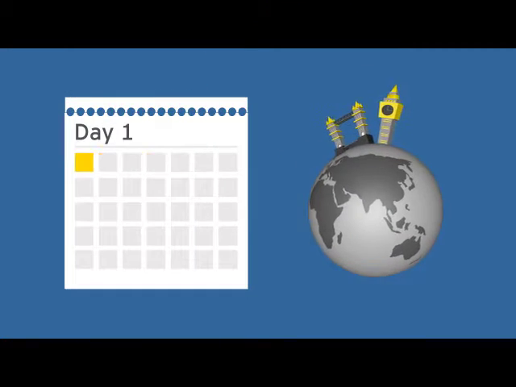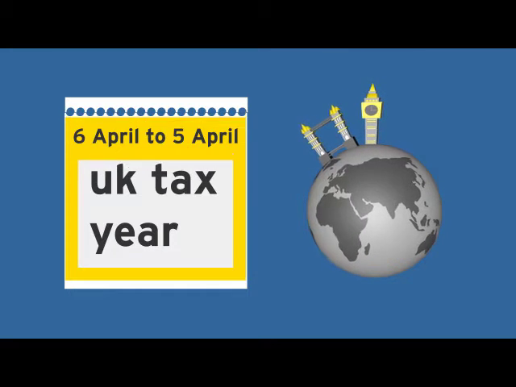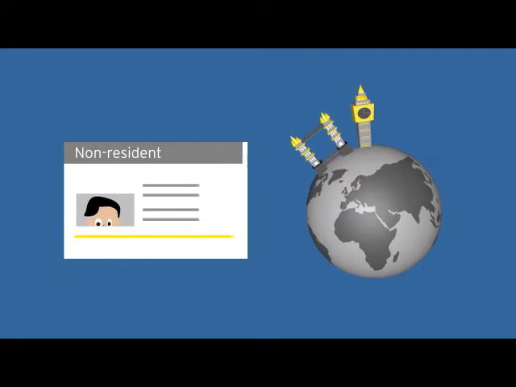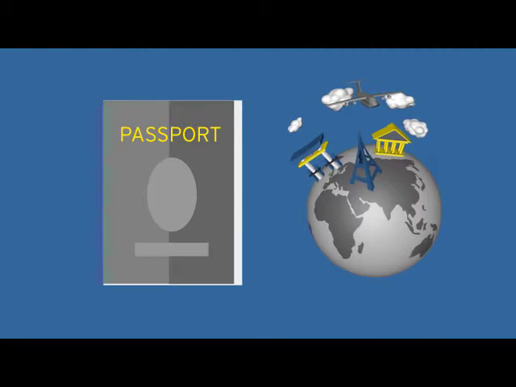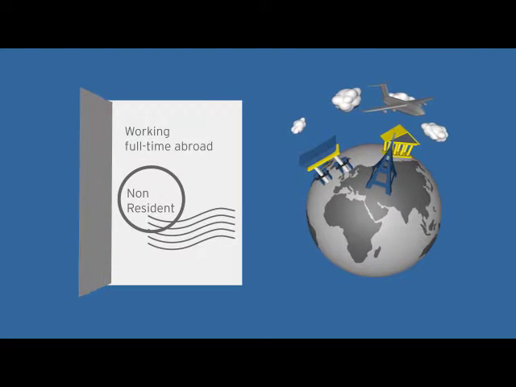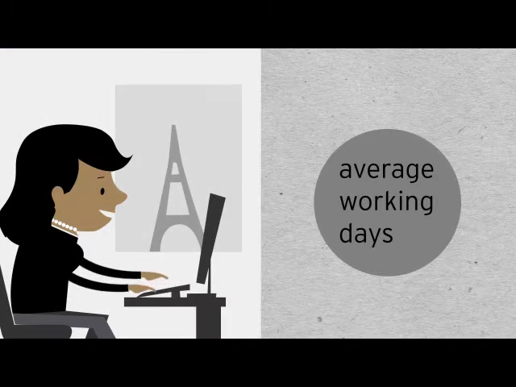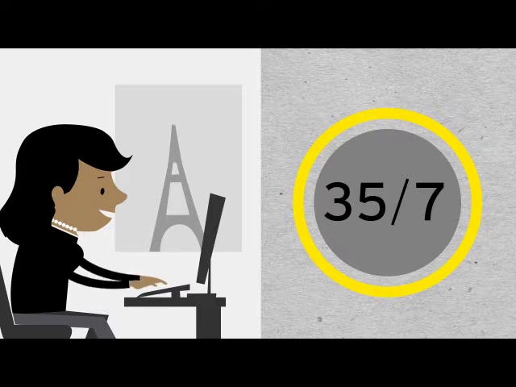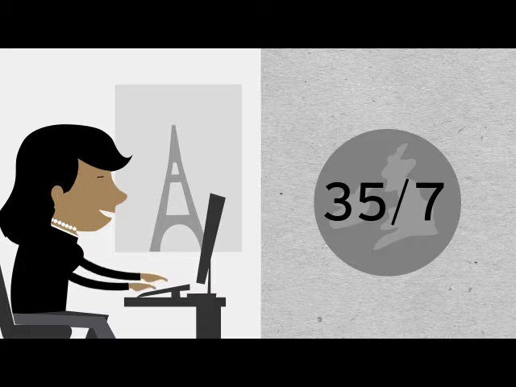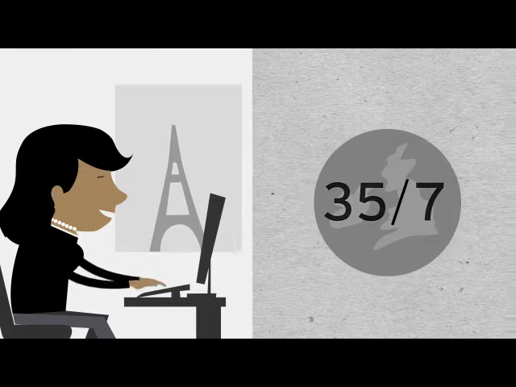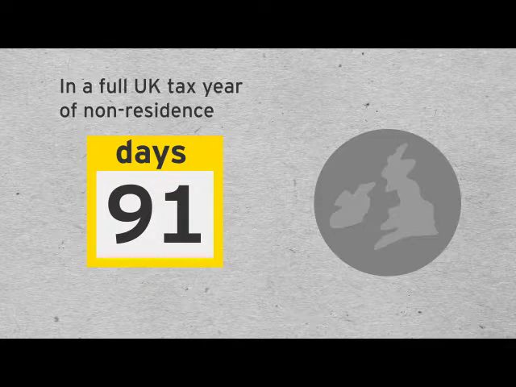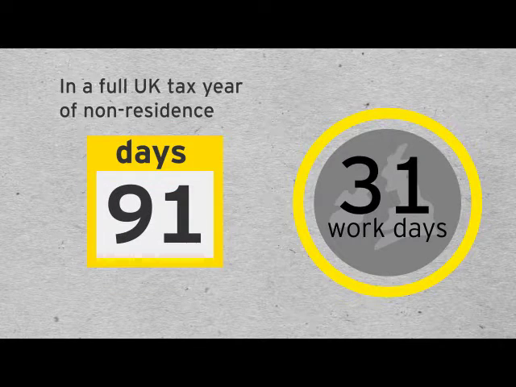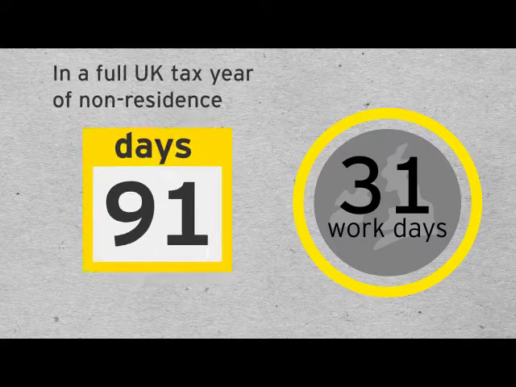If you're going to spend 15 days or less in the UK in a full UK tax year, then you will be non-resident for that year. Or, if you're leaving the UK to work full-time abroad, you may also be non-resident. You will need to work at least 35 hours a week on average and stay within certain limits for UK days and work days in the tax year concerned. In a full UK tax year of non-residence, you will need to spend no more than 90 days and no more than 30 work days in the UK to be non-resident.